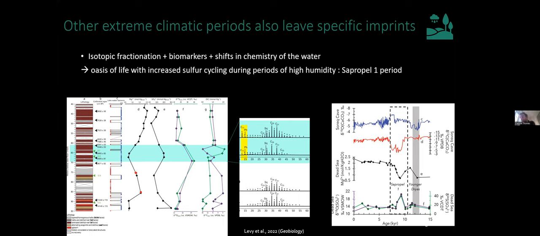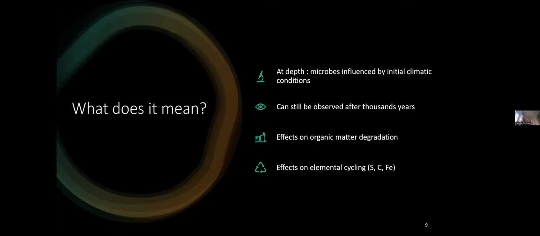Right now, there is no photosynthetic activity because it's too saline. The humidity here during the sapropel 1 period actually allows this and leads to an intensified microbial activity in the sediment in the end. So what does it mean in general? It means that at depth, microbes are influenced by the initial climatic conditions at the moment of sedimentary deposition, and that this can still be observed after thousands of years when we recover this sediment from a scientific drilling.